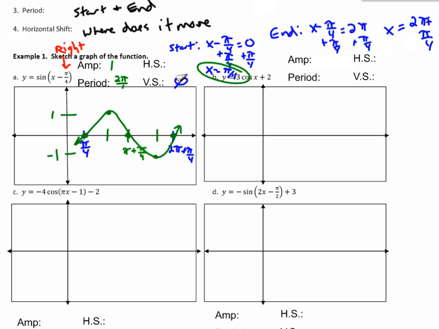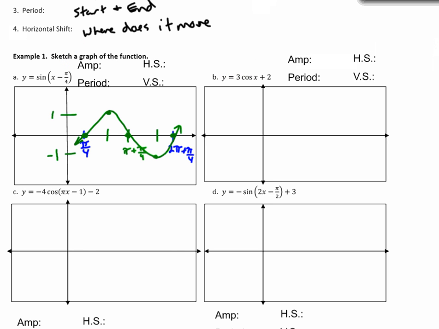So here's the second one. On this one, I've got a vertical shift. That's this part out here, a +2.